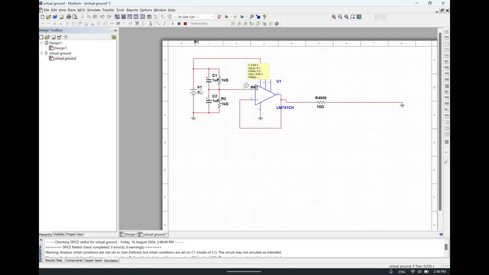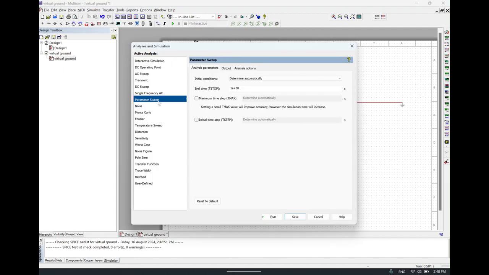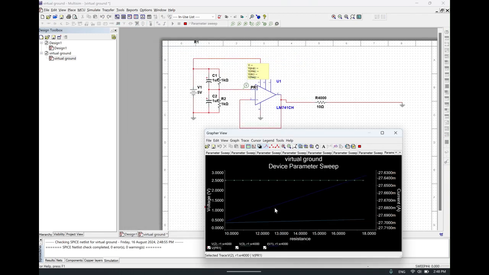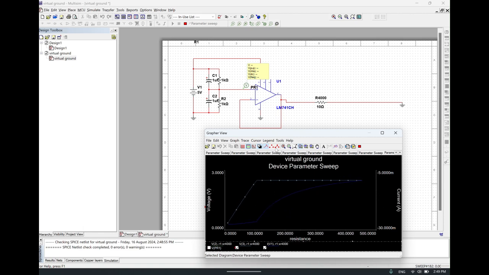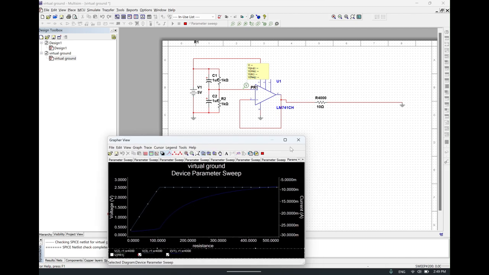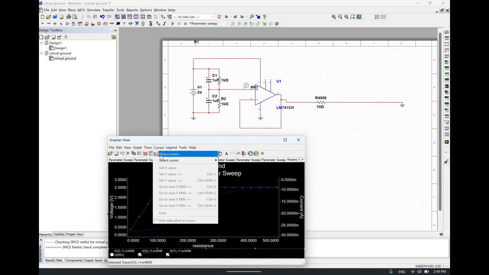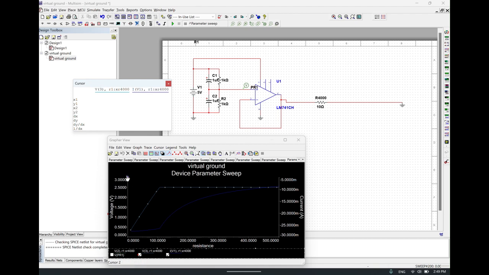Getting 2.5 volt off a 5 volt source, so it's split very nicely. We're going to do a parameter sweep now. Just turn V2 off. Okay, so we'll get our cursors in here, and we can see that right at this point is where it reaches its maximum voltage, which is about 2.5 at about 107 ohms.